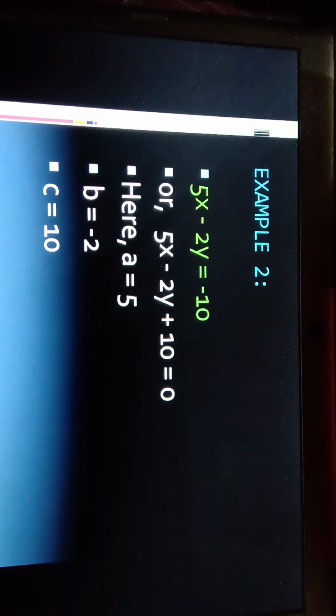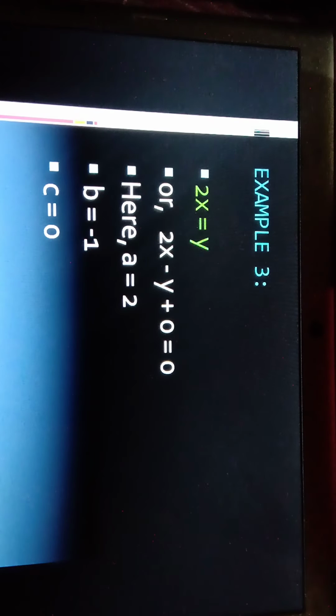Another example, 5x minus 2y is equal to minus 10. Minus 10 coming to left hand side becomes plus 10. So a comes out to be 5, b minus 2, and c 10. Similarly, 2x is equal to y. Here we don't have a constant term. So we take y to the left hand side and we write the constant term as 0. So a is 2, b is minus 1, and c comes out to be 0.